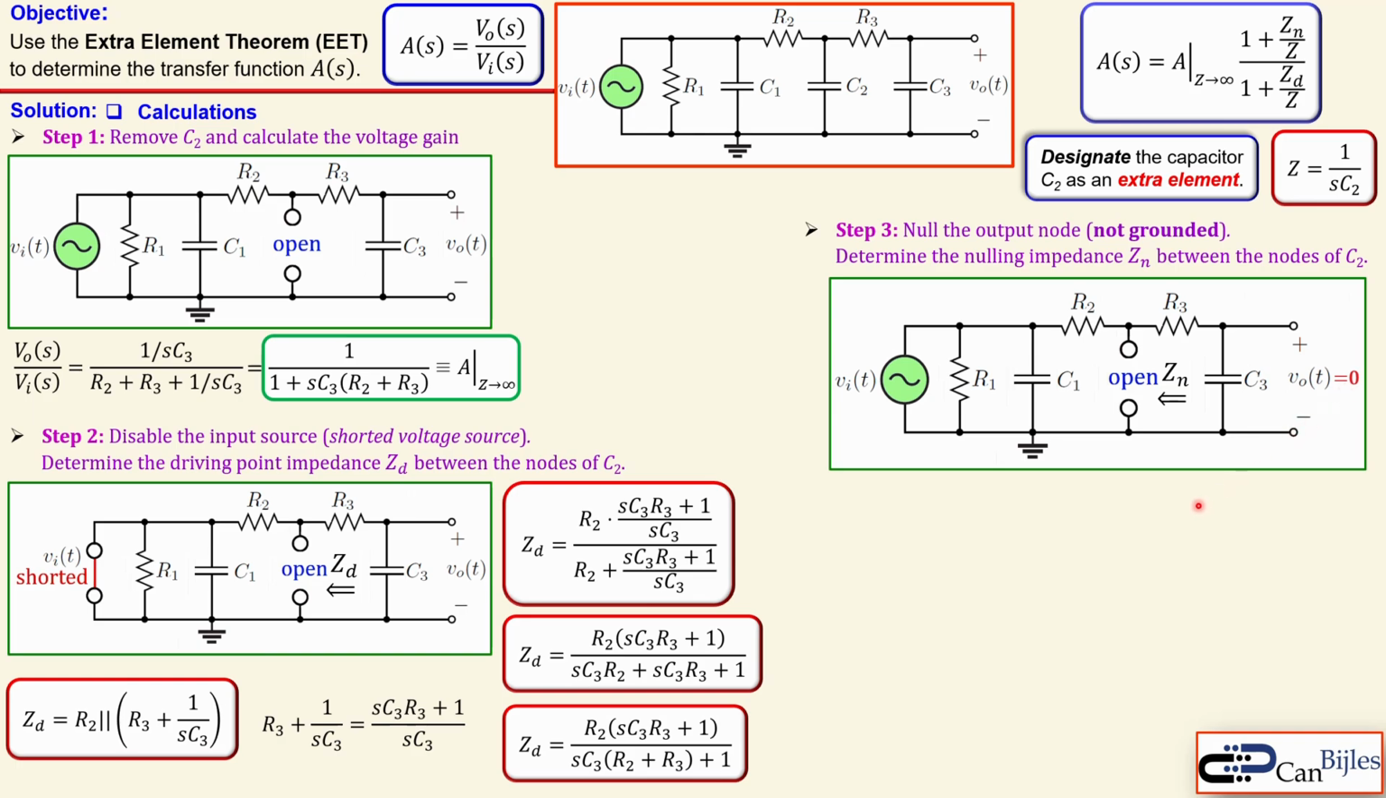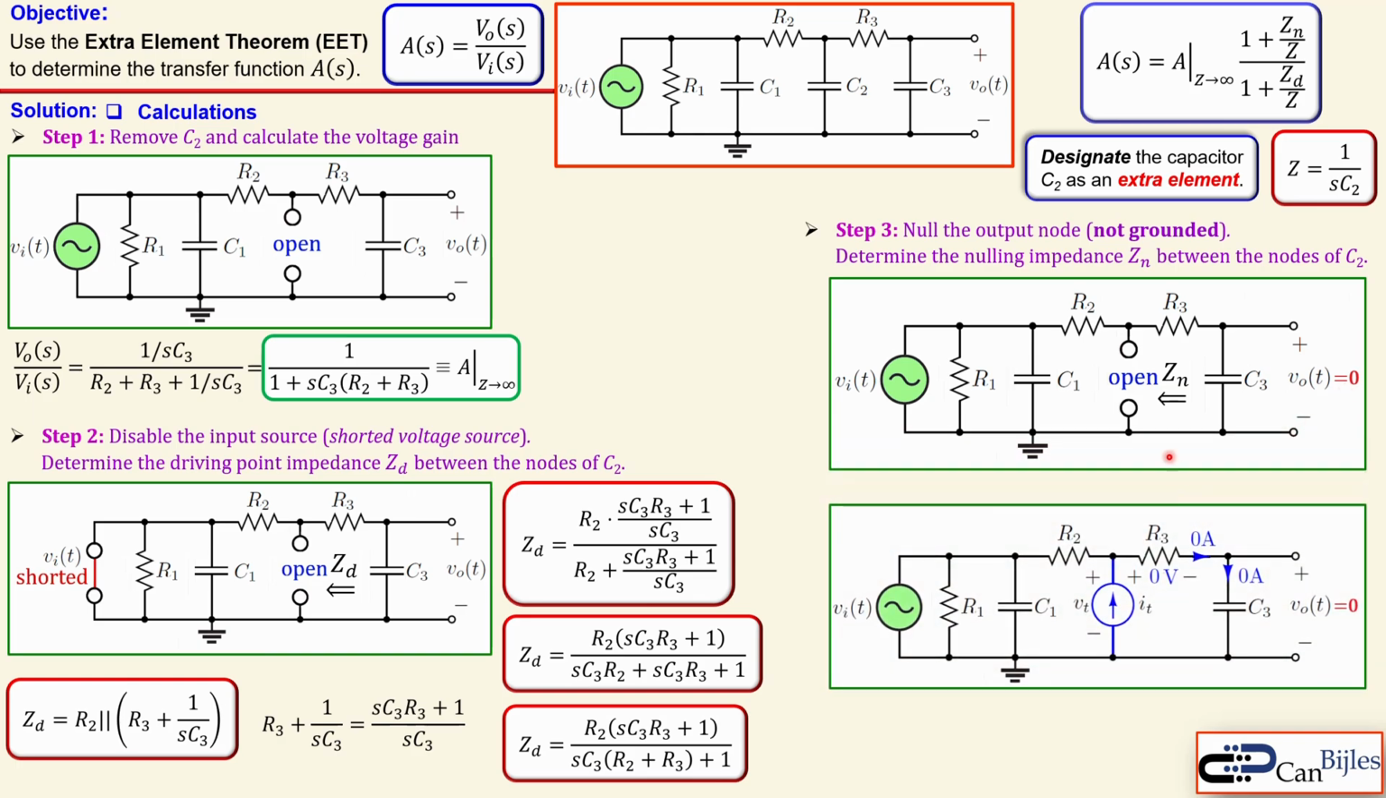Well, we can determine that in a more convenient way by applying a test source between these two nodes. In this case, I call this a test current source, IT, and the associated test voltage source, VT. The ratio VT over IT will be Zn. That is using Ohm's law. But let's go here step by step.